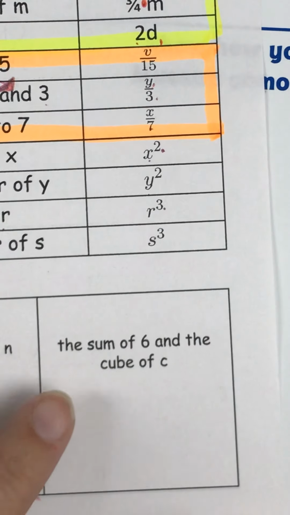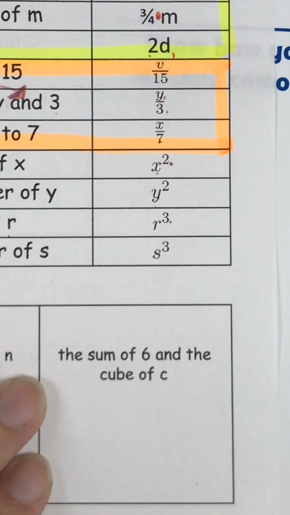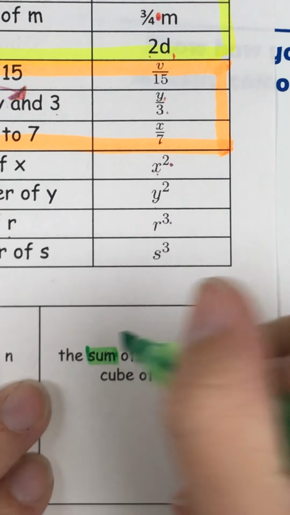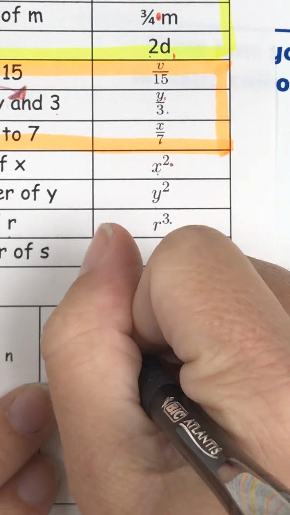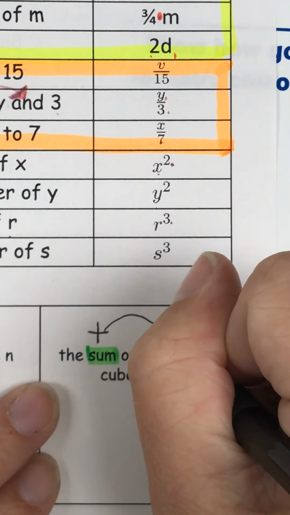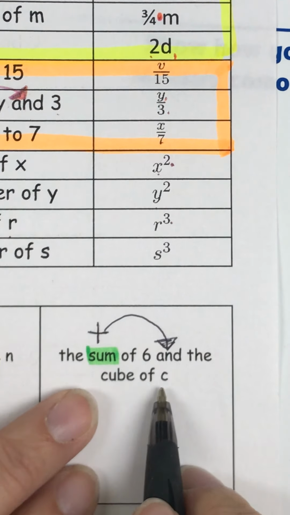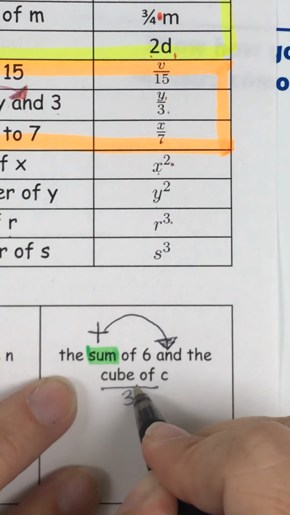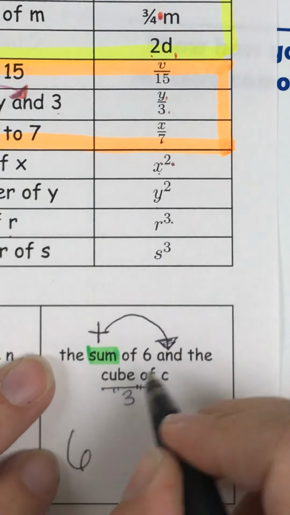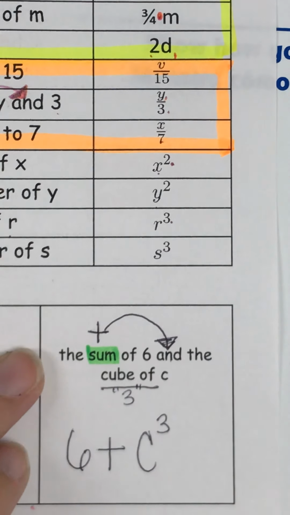The last but not least is the sum of 6 and the cube of c. So there's a couple things going on in this one. The sum of, remember sum is that special word that means the answer to an addition problem. So I'm going to put a plus sign above it. The sum of 6, that plus sign actually goes where the "and" is. And the cube of c. Remember the cube means the exponent of 3. So as I write it, it's the sum of 6 and, which is where the plus sign is, the cube of c. So I write c with an exponent of 3.